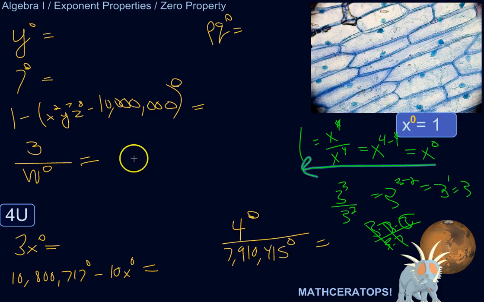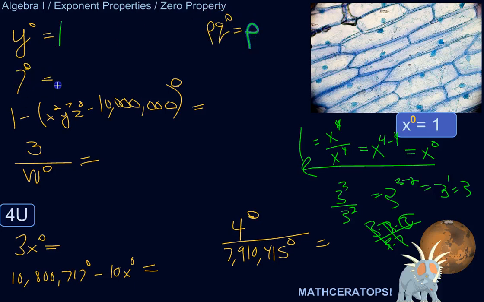Now you can use that to solve all kinds of stuff. I mean, these are kind of silly examples. y to the 0 is 1. It really doesn't matter what y is. y could be a billion. Who cares? That to the 0 is 1. Next, p times q to the 0. Well, only q is being raised to the power of 0, so that's 1. So p times 1, that's p.